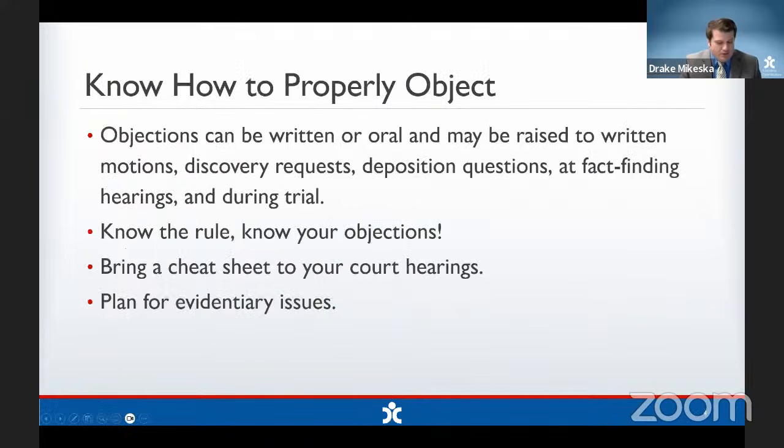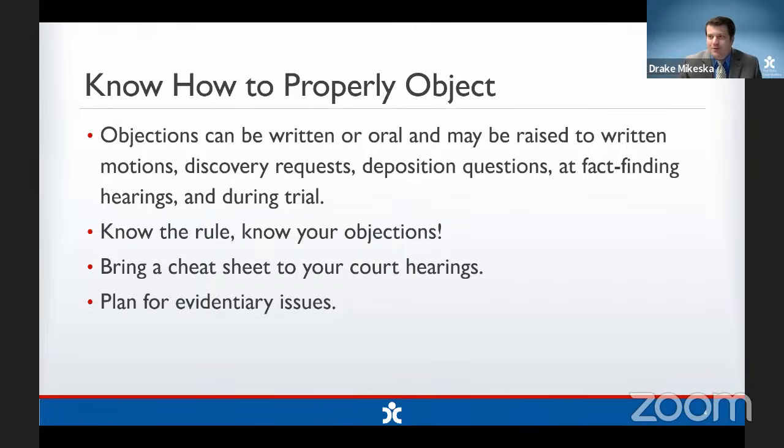With an objection, they can be written or oral and can be raised at various points along the way, right, as far as our cases are concerned. So you can do it through written motions, you can do it during discovery requests, during deposition, and then in any sort of hearing that requires the fact finder to make findings, those sorts of things, and obviously during trial.